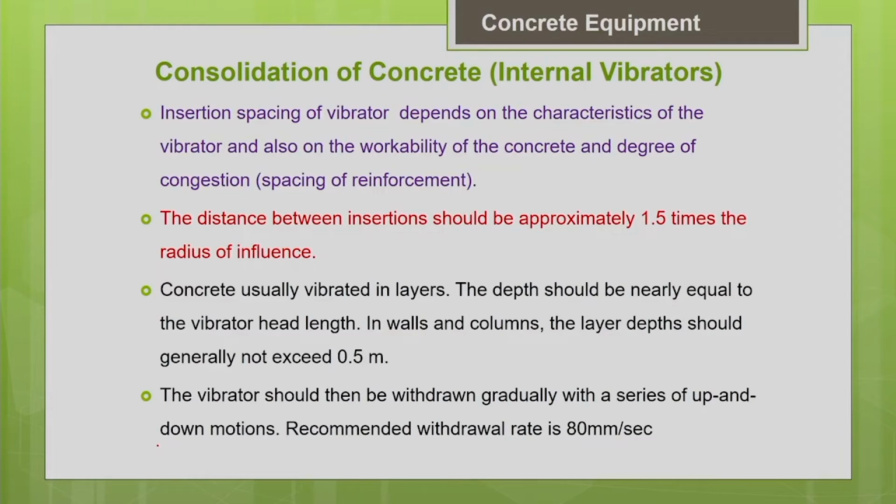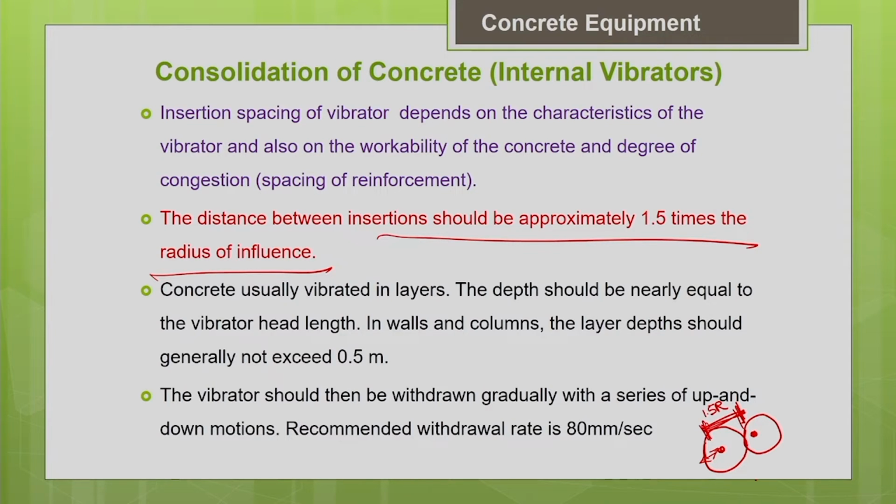But theoretically, there are guidelines in the literature which say that the insertion spacing should be approximately 1.5 times the radius of influence of the vibrator. Basically, say you have one insertion point and another insertion point. The distance between the insertion points should be 1.5 times R, where R is the radius of action of your vibrator.